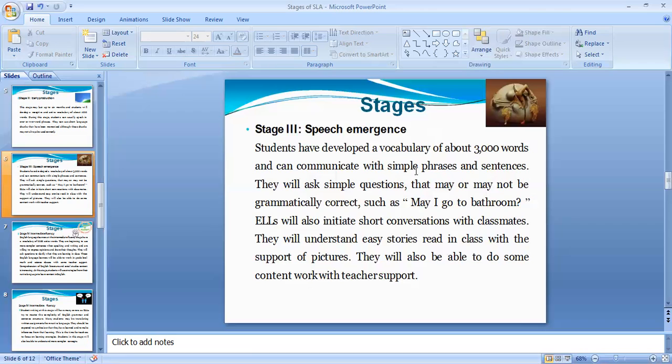And they can overcome the needs of emergency periods of communications. They will also be able to do some content work with teacher support. And here we can see that in these stages, grammatical correctness can interfere with their speaking.